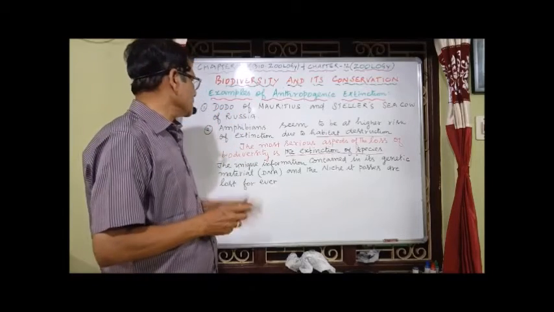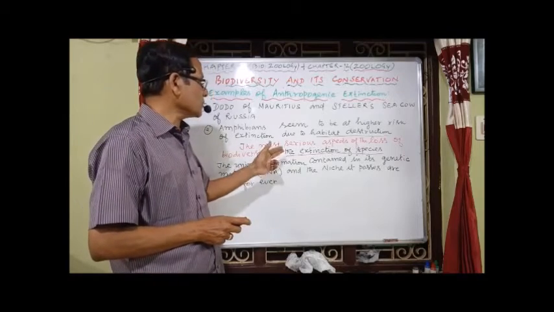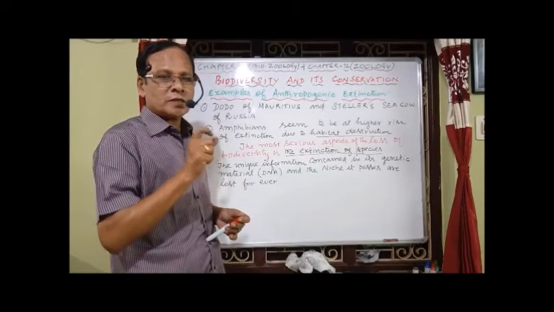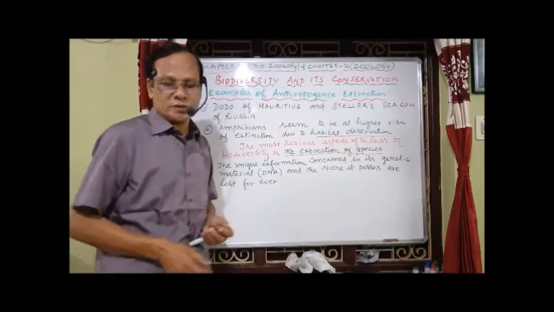That's why I say the most serious aspect of the loss of biodiversity is the extinction of species. So extinction of species is one of the major causes of loss of biodiversity.